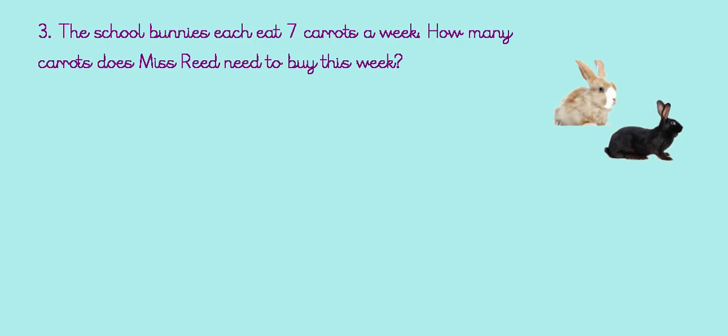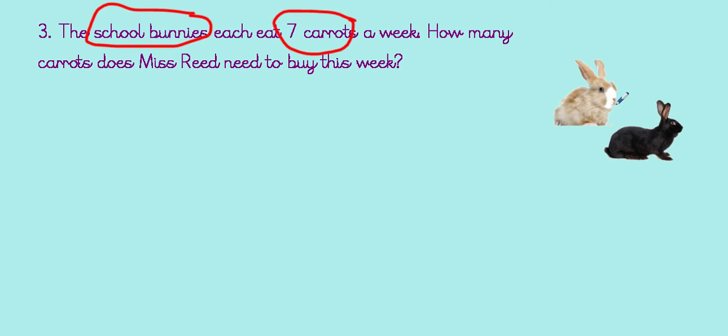Okay, now this question was a bit tricky as well. I was trying to trick you. Shall we read it together? The school bunnies each eat 7 carrots a week. How many carrots does Miss Reed need to buy this week? So, the school bunnies have 7 carrots a week. Now this question's a bit tricky because it doesn't tell us how many bunnies we're talking about.